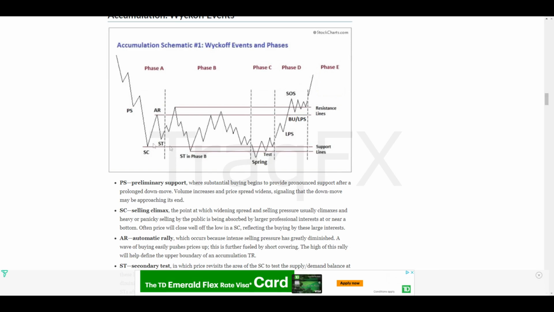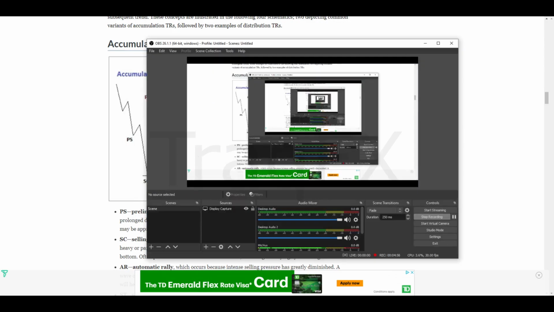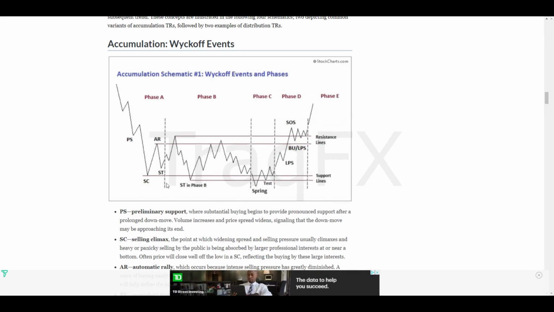Because even though we do understand what the selling climax, automatic rally and secondary test are, we're not really looking to get in positions until we're in the final stages. So anyone that's entering in phase A is basically about to get stopped out. So the market pushes down to hit the stops on the selling climax and secondary test. And then we have that secondary test in phase B.